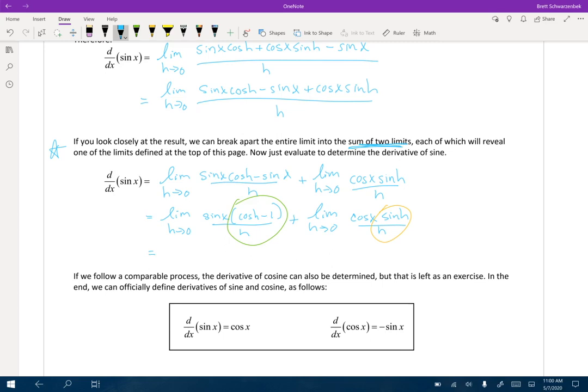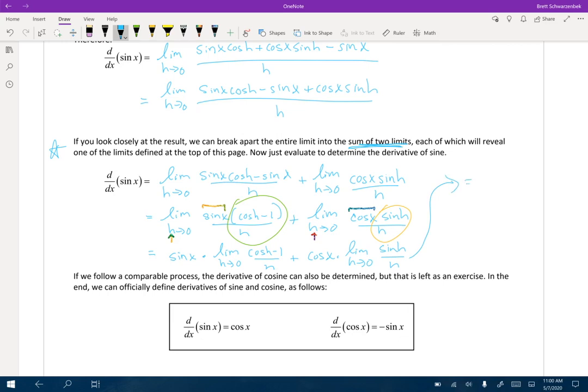Now note, this is a big deal that students sometimes don't understand. So look at the variable that we're dealing with in the limit. The limit variable is actually h, which means any other value has no bearing on that limit whatsoever and can be treated as a constant value. So basically, what does this look like? It's going to be the sine of x times the limit as h goes to 0 of cosine h minus 1 over h, plus the cosine of x, which we can bring to the outside, times the limit as h goes to 0 of sine h over h.